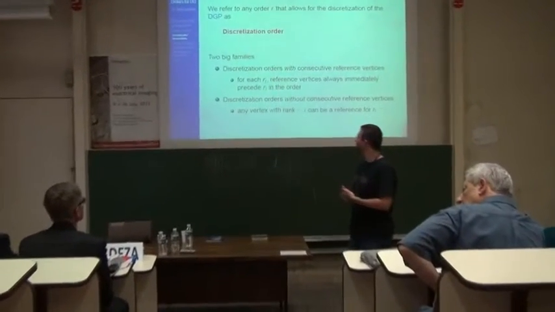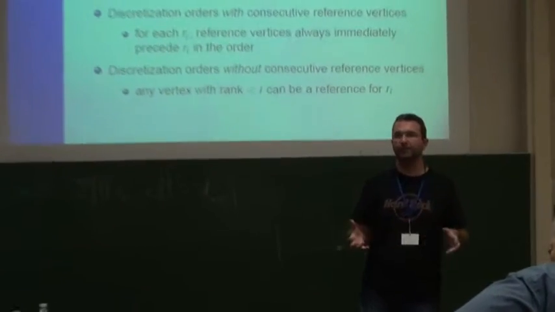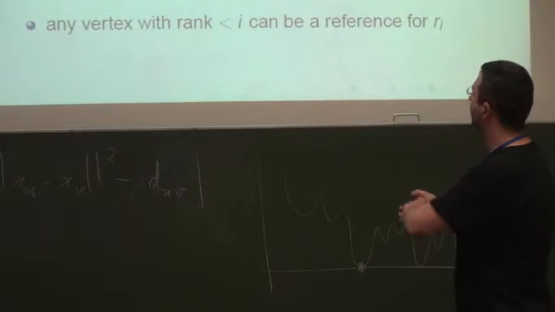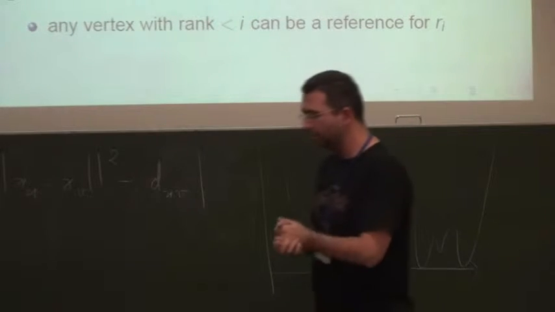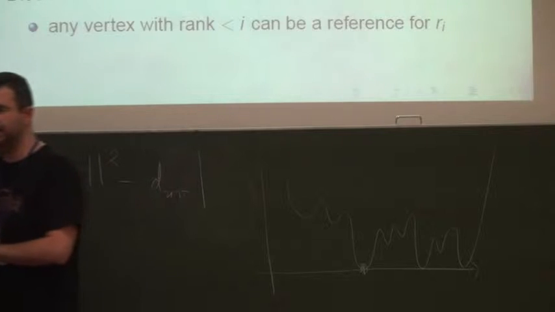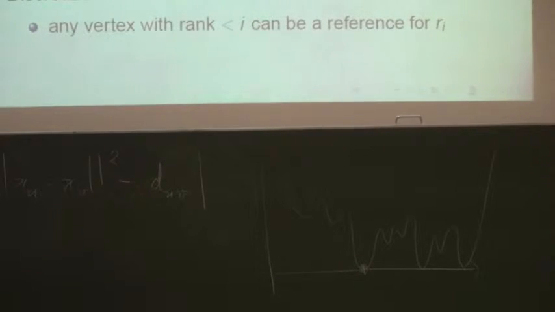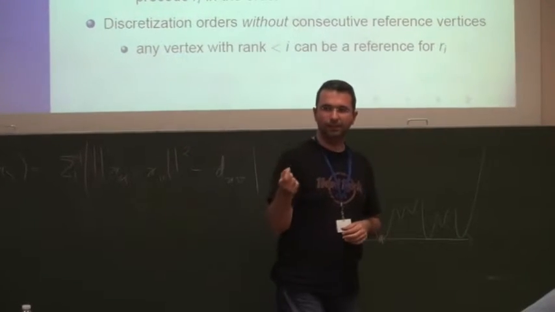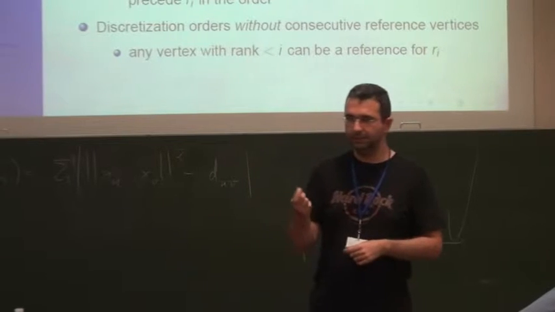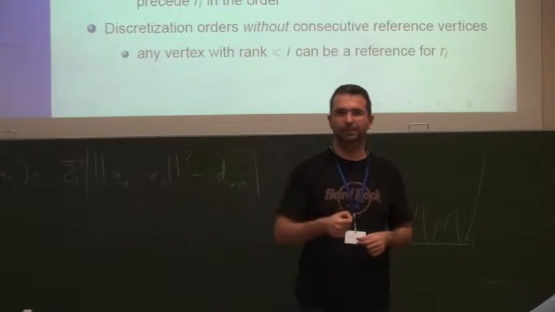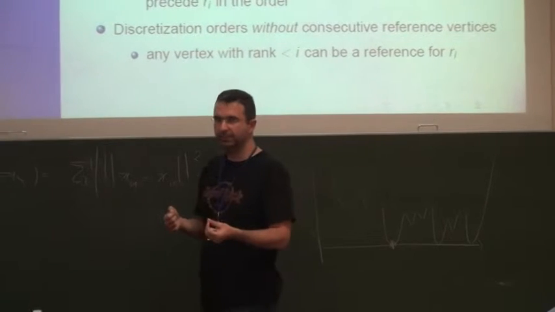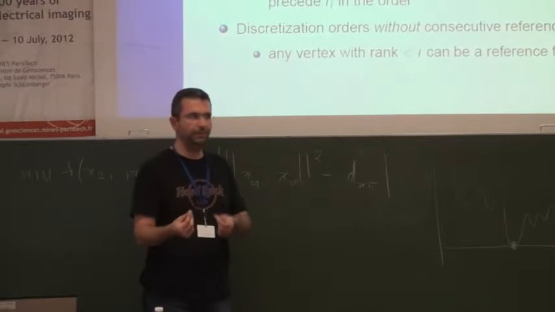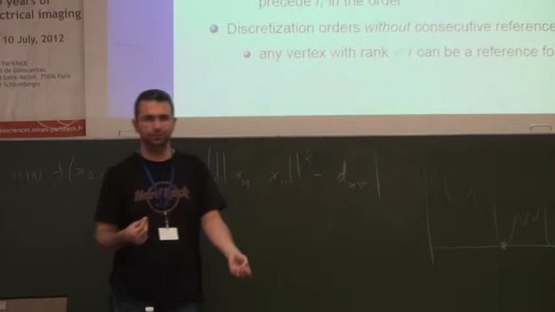I want to mention that so far we worked on two big families of discretization orders. In the first family, we have the so-called consecutivity assumption satisfied. What does it mean? It means that for every vertex, let's say I, my reference vertices are the ones that immediately precede I. So in dimension 3, when I'm on the vertex I, my reference vertices will be I minus 1, I minus 2, and I minus 3.